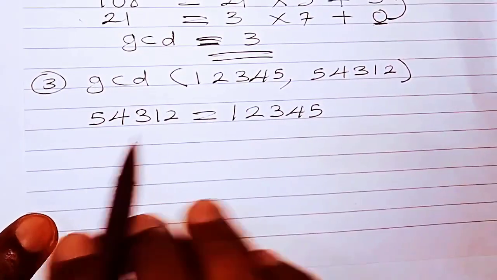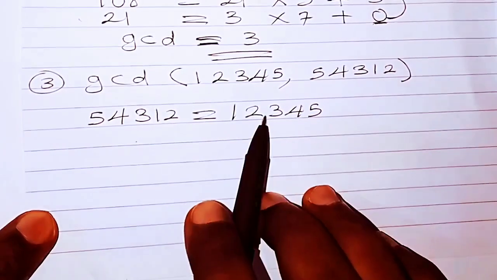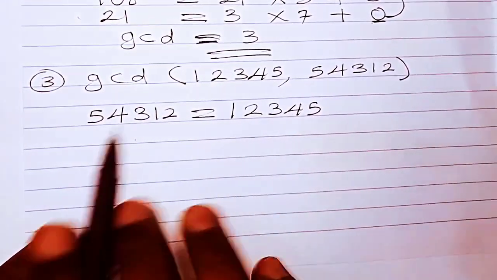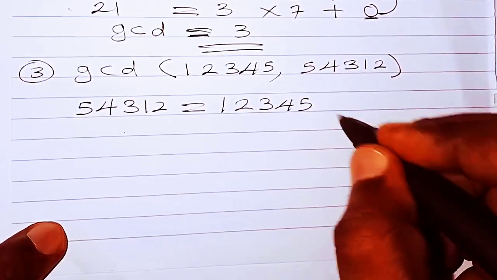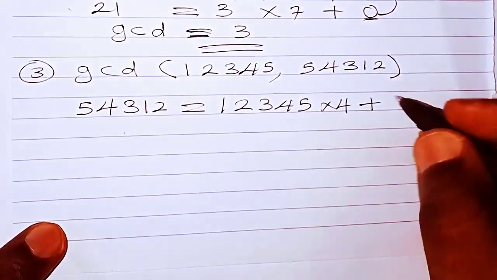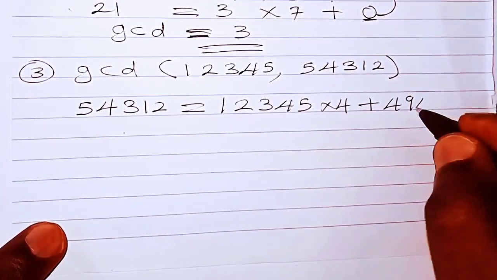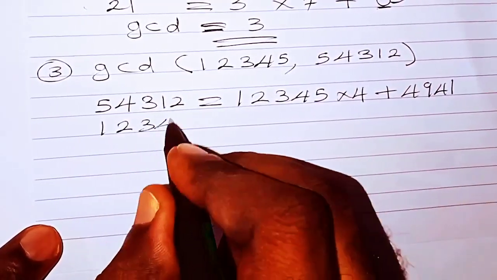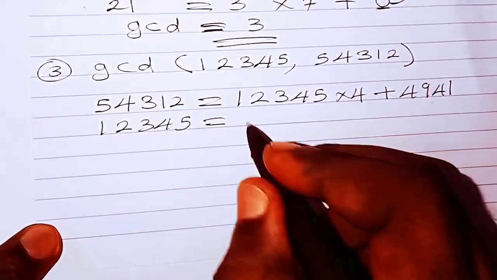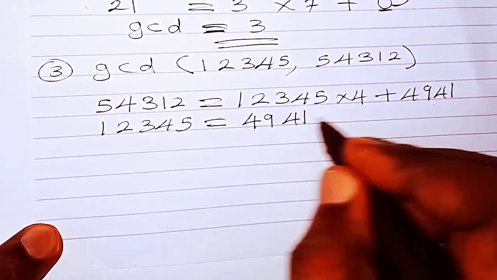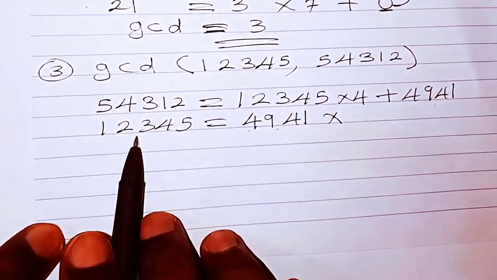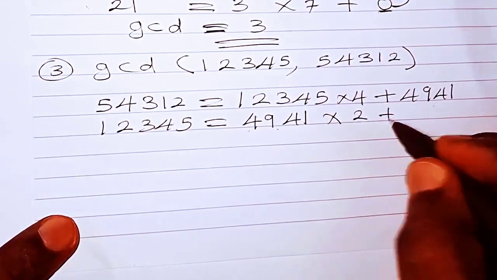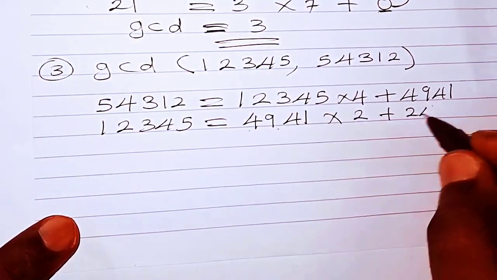This is actually 54,312, and this is 12,345. The number of times we have this into this is actually going to be 4. That's times 4. The remainder is going to be 4941. And then we bring this one here. That is 12345, and the remainder comes here, that is 4941. Multiply by the number of times we have this into the bigger number, that's going to be 2, and the remainder is going to be 2463.